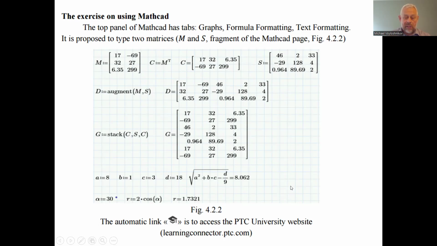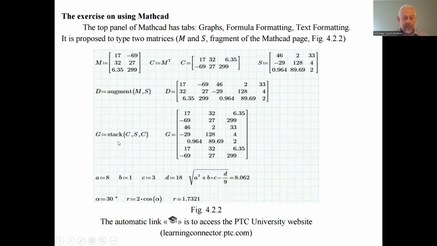To do that, we have this matrix designation again, and just not the assignment sign, but just the equality sign. The operation widely used is augment, the combining of two matrices together, like the first matrix and the second one. In this case, the first matrix of 2 columns and the second one of 3 columns are combined together in this one matrix D by the operation augment with the parameters M and S, names of the matrices assigned before.